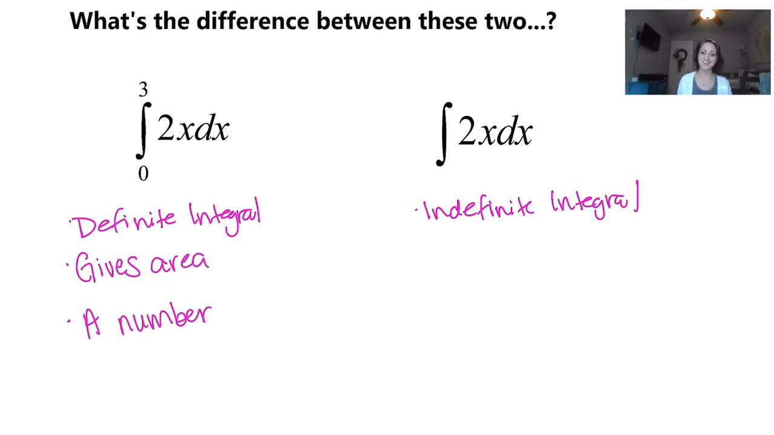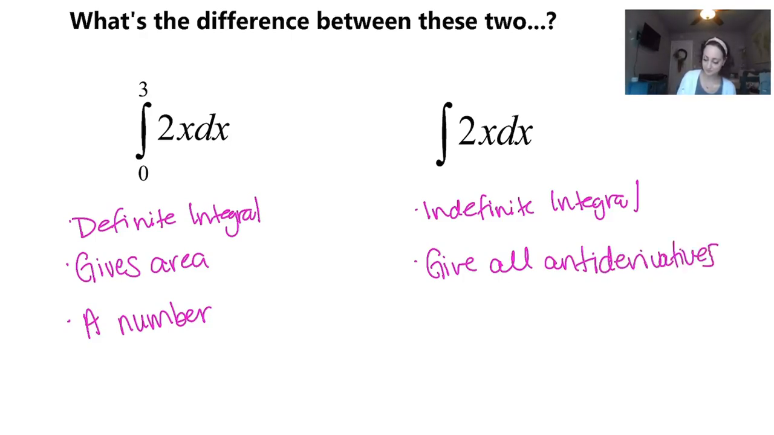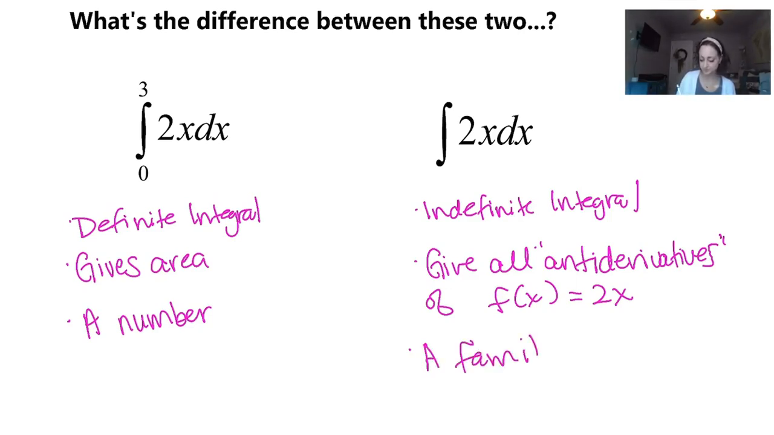Because it gives area. Now the one on the right gives all antiderivatives. Little quotes there. All antiderivatives of the function f of x equals 2x. We're going to talk more in depth about what an antiderivative is. And so your answer here is not going to be a number. It's going to be what we call a family of functions, okay? So it's going to be several functions, but they will all be related, as we will see soon.